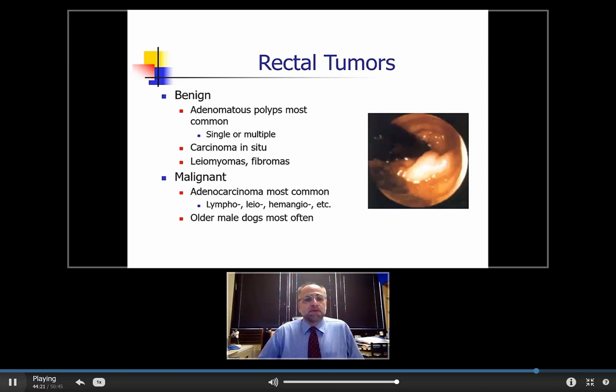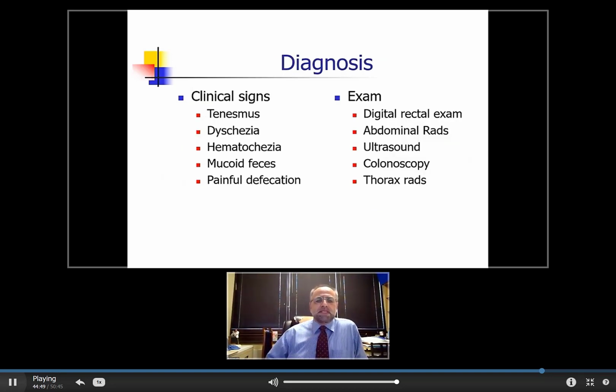When we have intrarectal tumors, these are usually benign. Adenomatous polyps are certainly the most common ones, but we will see some carcinomas or other tumor types. Malignant tumors within the rectum, within the rectal wall can occur. Adenocarcinomas are the most common that appear there. And again, older male dogs are the segment that we see this most frequently in. To diagnose these, owners will usually note that their pet is straining to defecate.